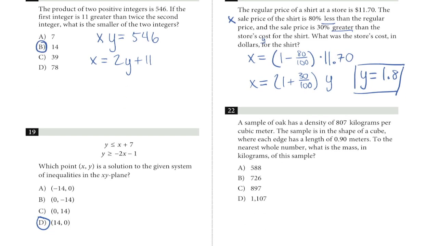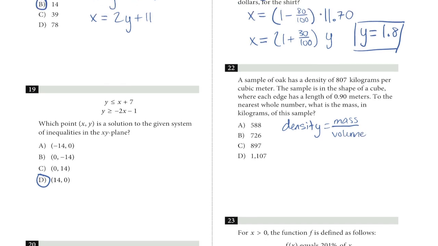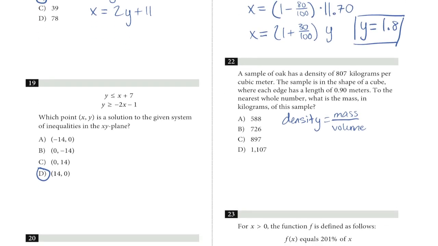All right, so 22. A sample of oak has a density of 807 kilograms per cubic meter. The sample is in the shape of a cube, where each edge has a length of 0.9 meters. To the nearest whole number, what is the mass in kilograms of the sample? So remember that density is equal to mass divided by, or over, volume. So mass over volume.